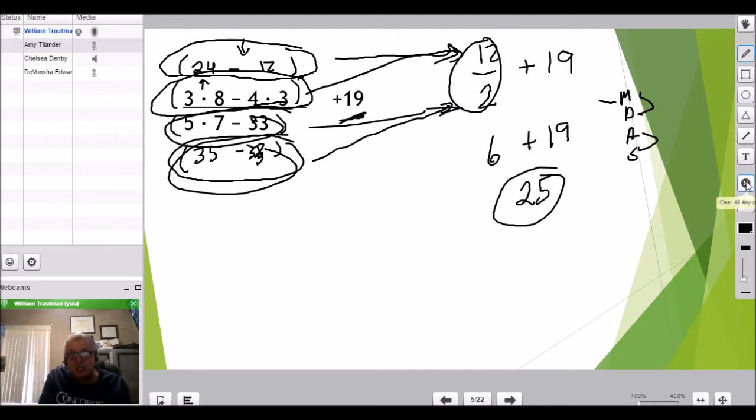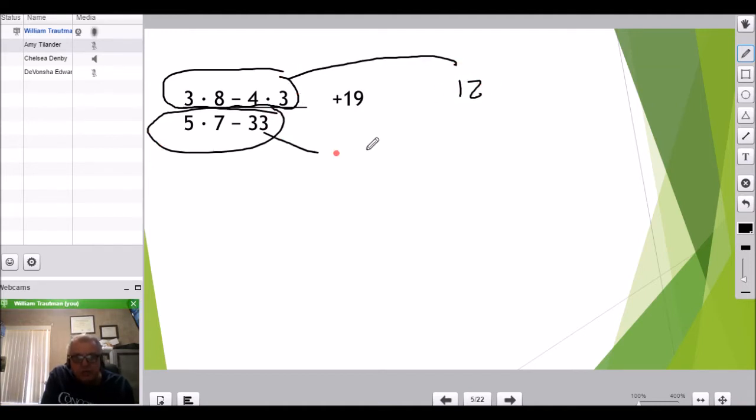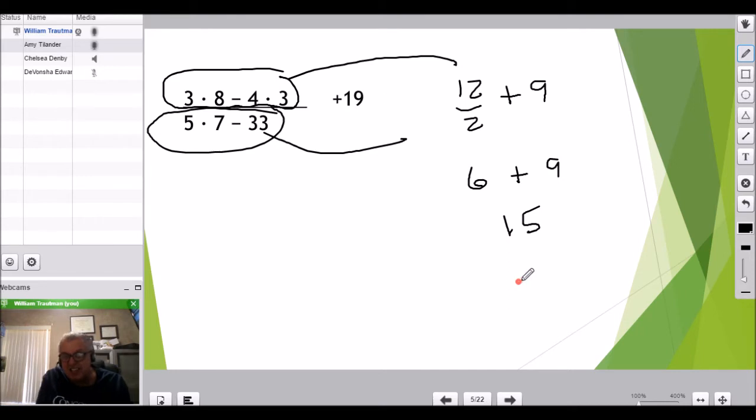I'm going to erase this real quick just to make sure. What we did here was we got 12. We got 2 from this. 12 divided by 2 was 6. And 6 plus 9 was 15. Is that the answer I got last time? Oh, 19. That's what I was going to say. I didn't recognize that answer. All right. So that's what we did. I can't remember 5 seconds back. Any questions?